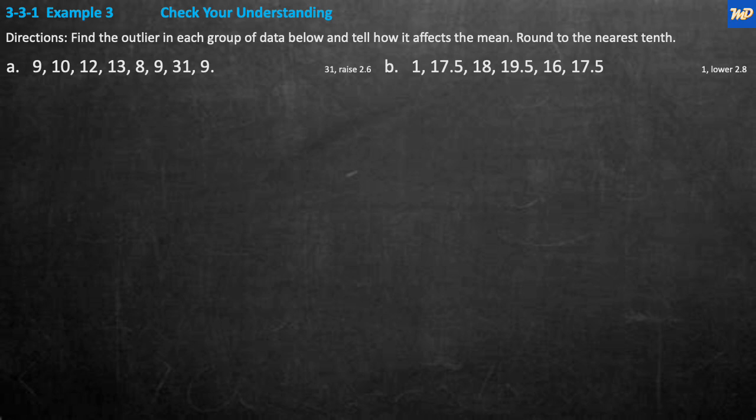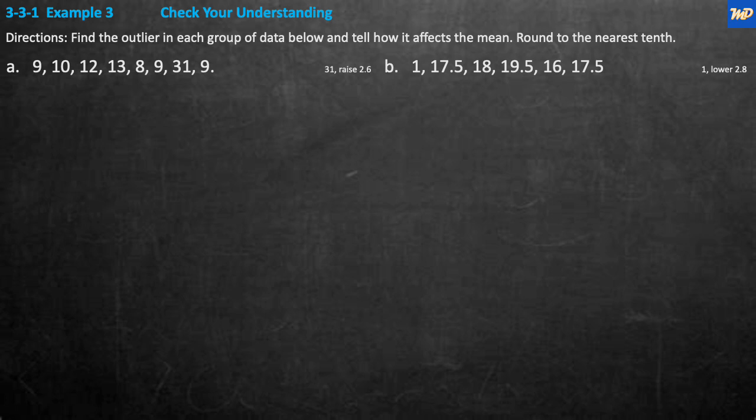So it means we're going to solve two sets of problems for each one, right? You're going to run a mean with the outlier and a mean without the outlier, subtract them and find the difference. Then find out whether it raised or lowered the mean and by how much, to the nearest tenth. That's on both of these. So why don't you go off and do them? When you come back, we'll do them together.